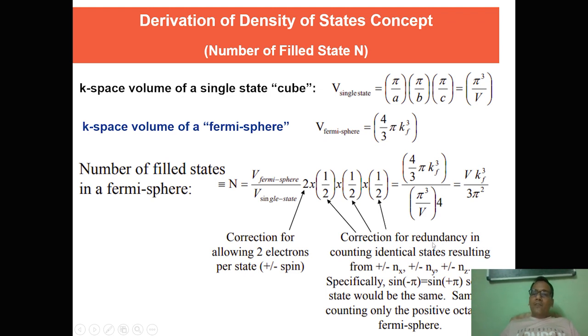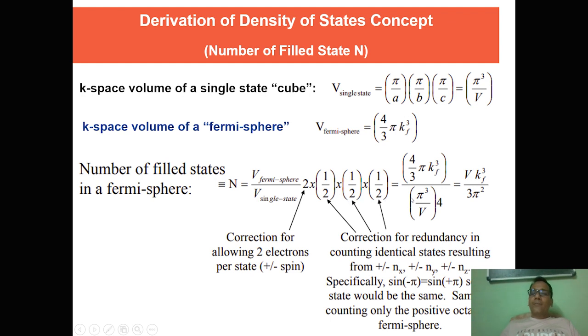So this is a correction for redundancy in the counting of identical states resulting from the positive and negative values of nx, ny, nz, and we know that sin(−x) is equal to sin, sin(−π) is equivalent to sin(+π). So we just use only the single octant of that Fermi sphere. That's why this 1 upon 8 is used here.